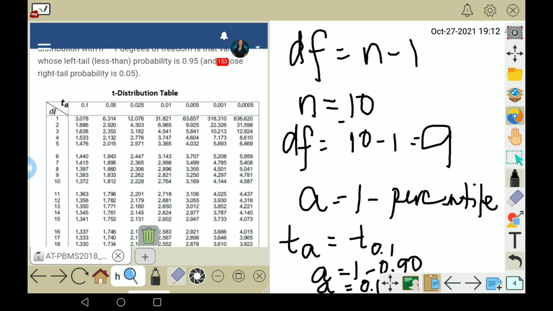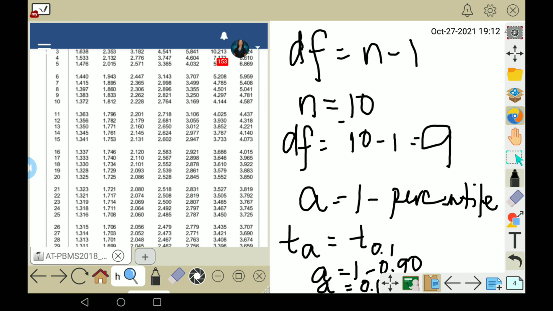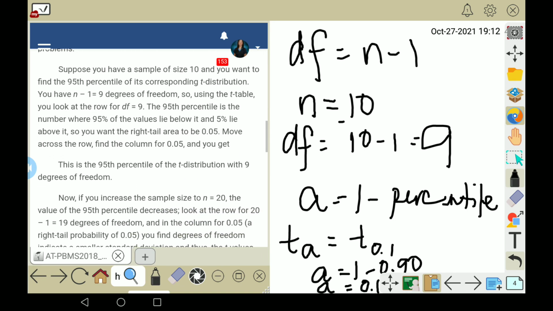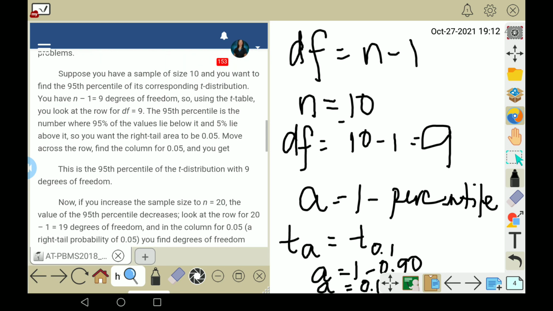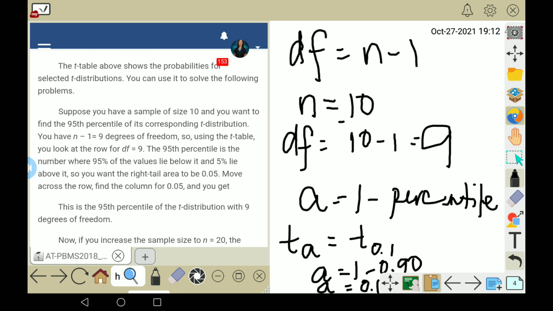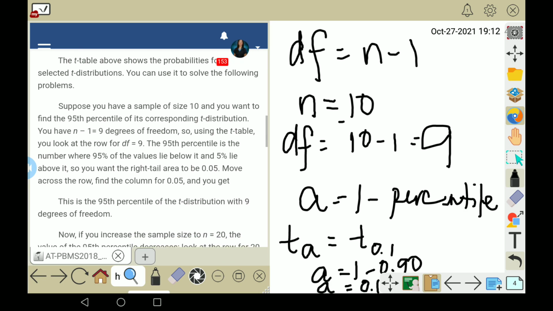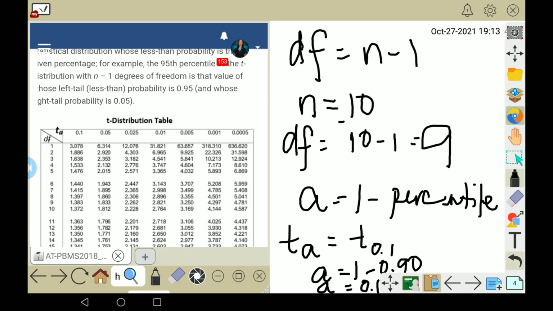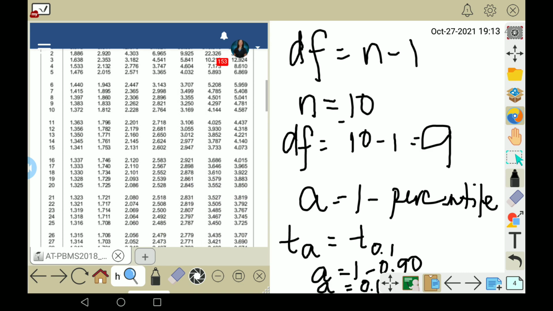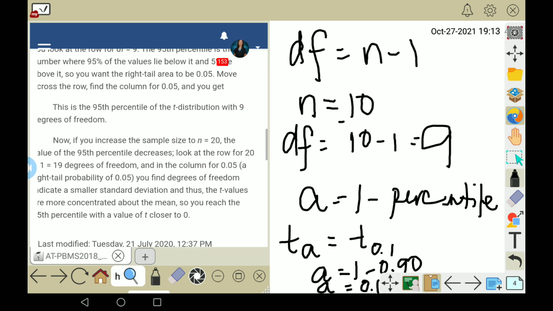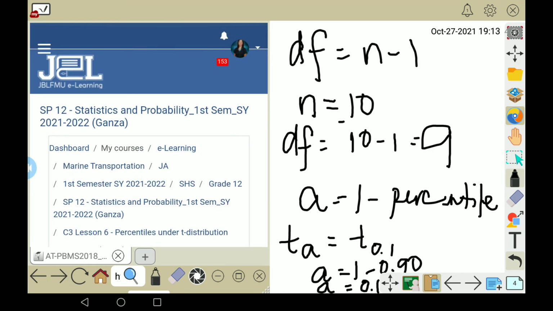Okay, I hope this is clear already. This is for your lesson 5 and 6, learning your t-distribution. Where 95% of the values lie below and 5% lie above, you want the right tail area to be 0.05. Move across the table, find the column for 0.05, and you get the 95% percentile. So we're getting the t values at the 95% percentile. Okay, I hope it is clear already.